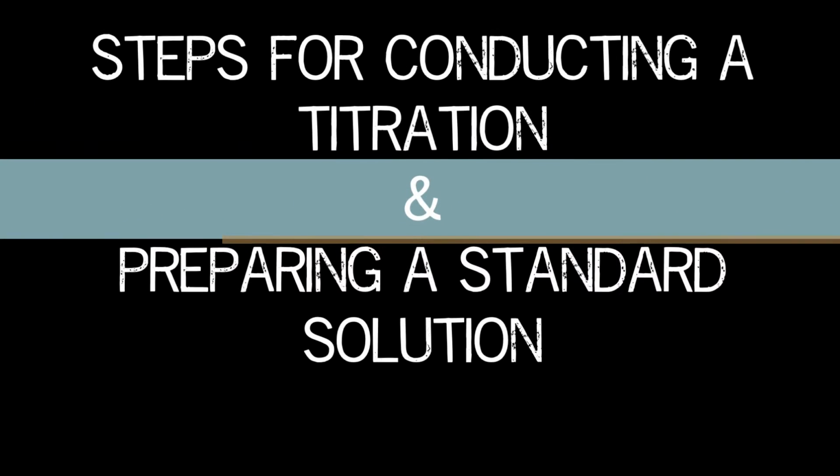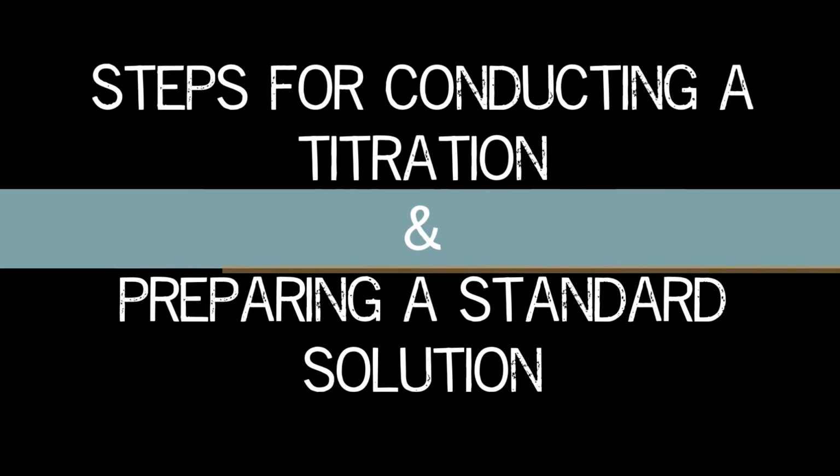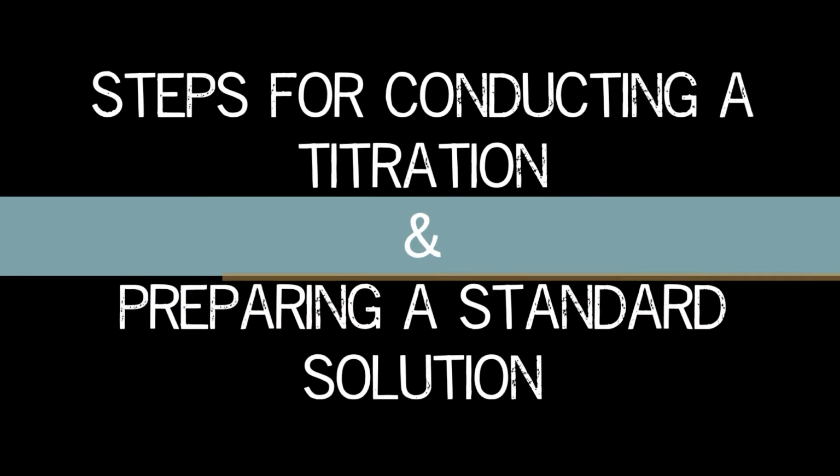The process of determining the sufficient volume of a substance is called titration. This is a form of chemical analysis in which the concentration of a substance is determined by measuring the volume of a solution of known concentration.